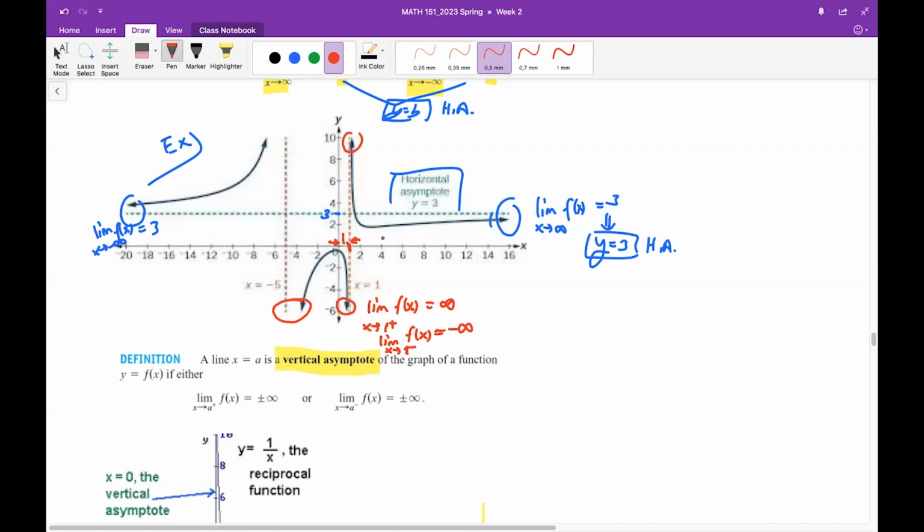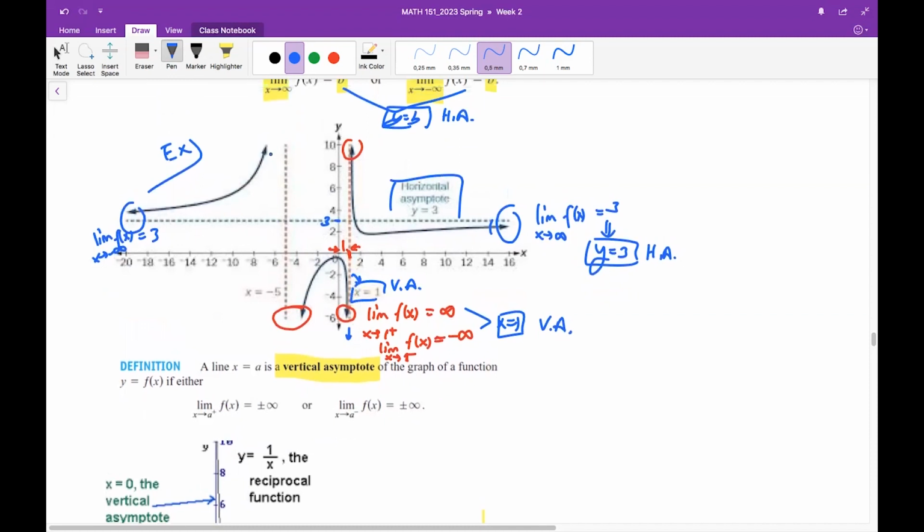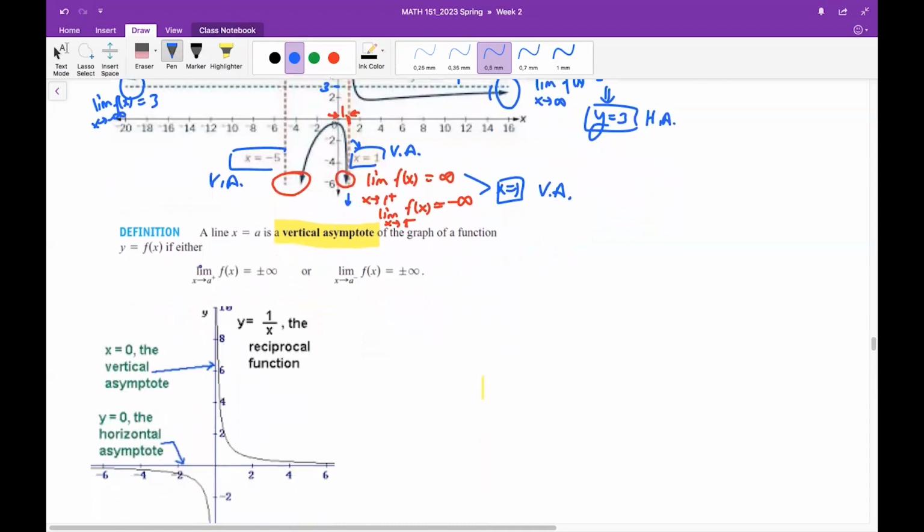If this is the case, then you call this vertical line, x equals 1, the vertical asymptote. This line here, x equals 1, is the vertical asymptote for your graph. Also, you can detect similar behavior for x equals minus 5. It is also a vertical asymptote for this graph. Is that okay? After this example, you can understand the formal definition of a vertical asymptote better.